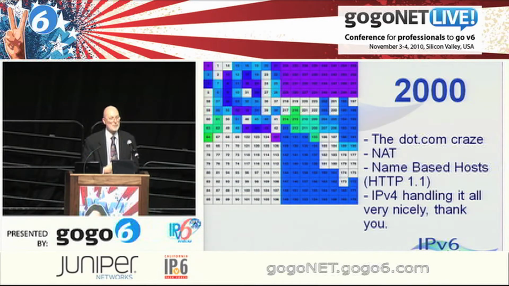The dot-com craze was all happening, and there were 2 things that saved the address space from being exhausted as quickly as it was thought it was going to be. Those 2 things were NAT and name-based virtual hosting for websites. Version 1.1 of HTTP allowed multiple websites to share one IP address, so that conserved a lot of IP addresses required to show web content. So IPv4 was handling the situation very nicely.